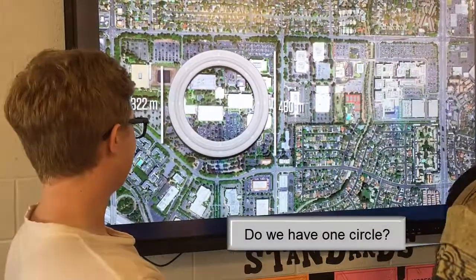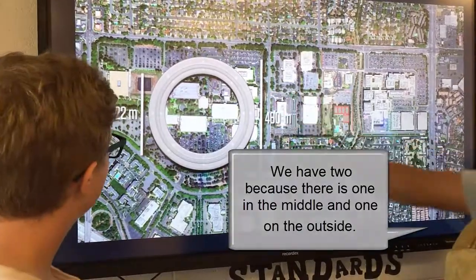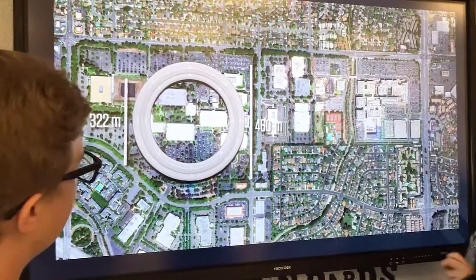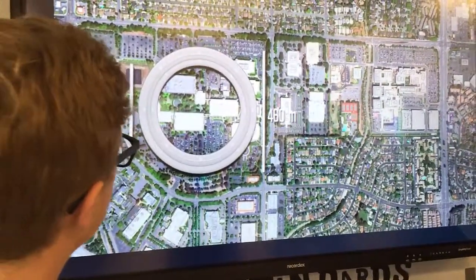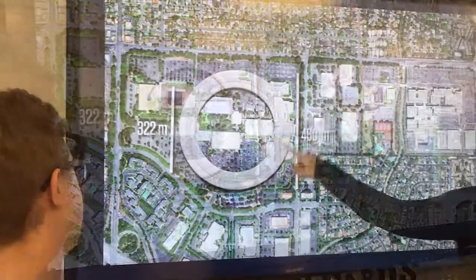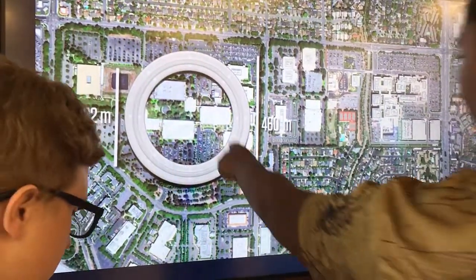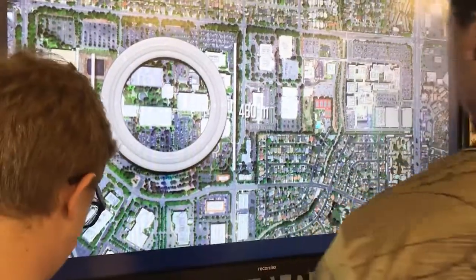Do we have one second? I don't know, too, because there's one in the middle and there's one on the outside. Okay, so this one, 460, is which one? The bigger one on the outside. And then the 322 is the inside. He's just going to have a landscape in the inside. Wait, so that's a waste of space. All that is not nothing. It's just a landscape, it's going to be trees.